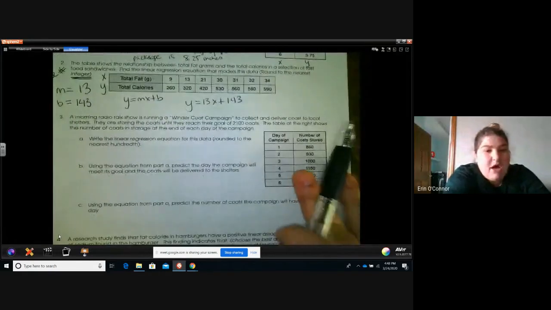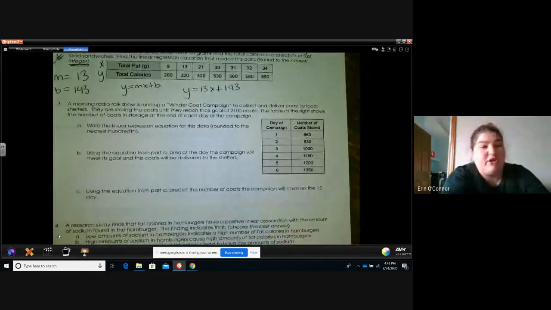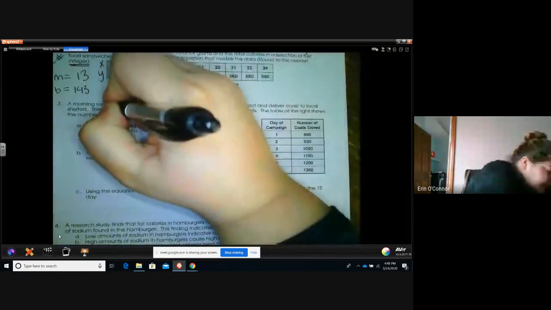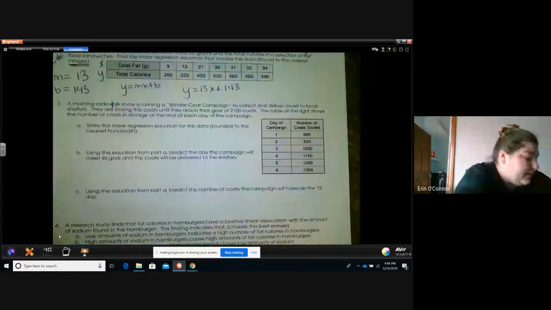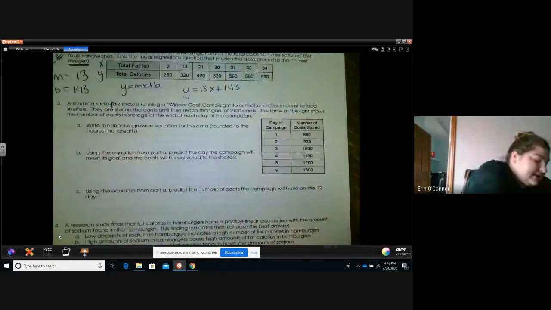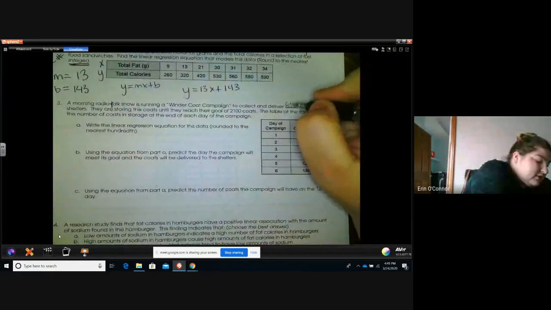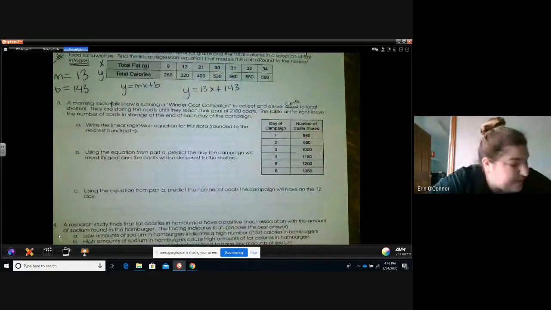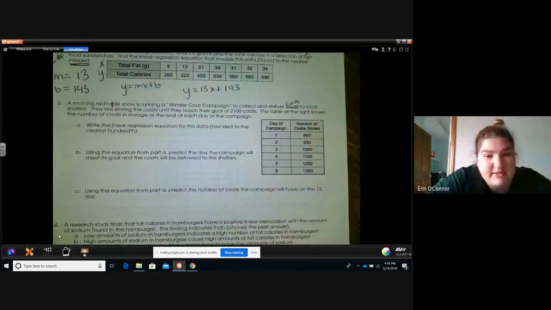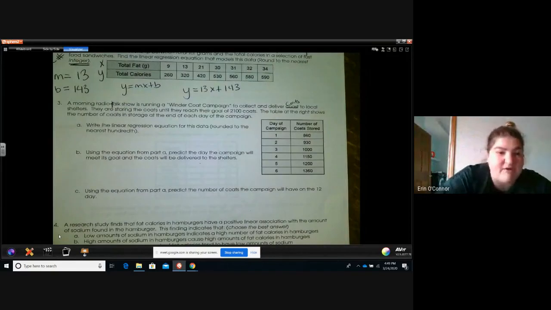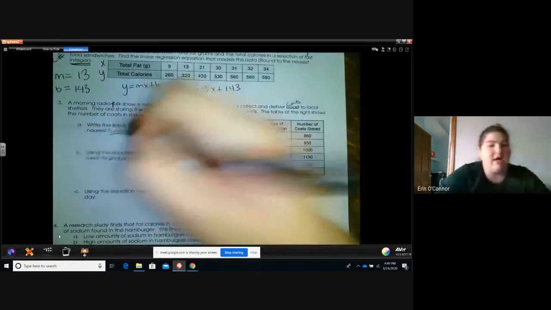Number 3, a morning radio talk show is running a winter coat campaign to collect and deliver coats to local shelters. Gosh, I have some typos today. They are storing the coats until they reach their goal of 2,100 coats. That's their goal. The table at the right shows the number of coats in storage at the end of the day of the campaign. Write the linear regression equation for this data, rounded to the nearest. This time we're rounding to the nearest hundredth.